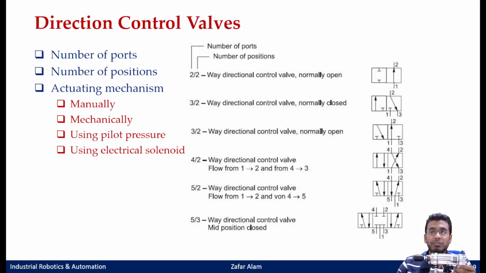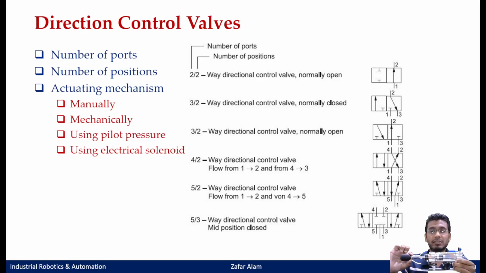Now suppose I actuate this 3x2 valve to this position, and the actuated position is your left hand side position. In the actuated position, what would happen? Your port 1 would get connected to your port 2, and port 2 is connected to this end of the pneumatic cylinder. Then you will have a pressurized line connected here, and your cylinder would extend, right?